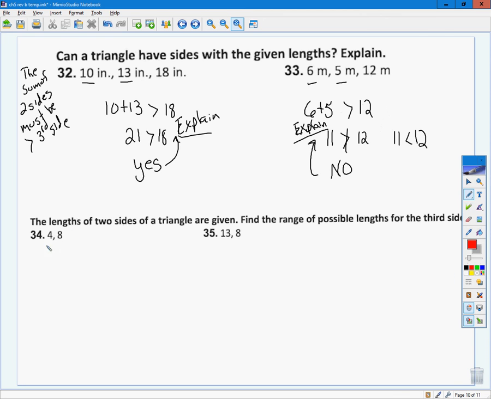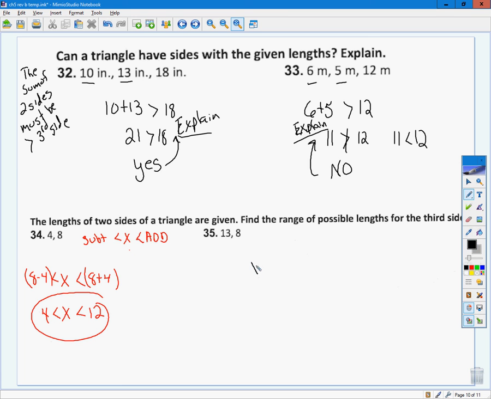When you're finding the range of the third side of a triangle, you simply compare. You find out what it's bigger than by subtracting the two numbers. And you find out what it's less than by adding the two numbers. So x has to be greater than 8 minus 4. X has to be less than 8 plus 4. So x is greater than 4, but it's less than 12.